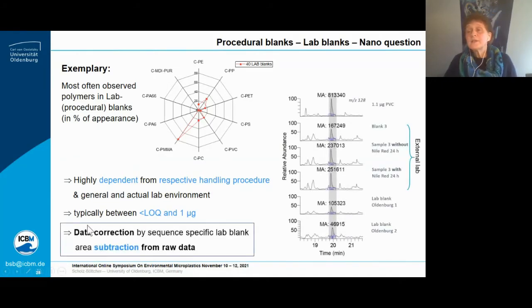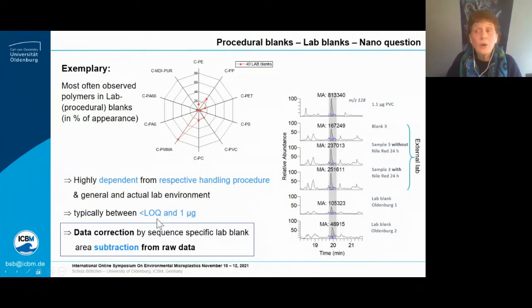So what we are doing is a data correction with our lab blank, and we subtract the detected areas from the areas measured from the sample. If you look here, you have a standard of 1.1 microgram PVC, and you see we do at least replicates of blanks in one sequence, because we have particles and different influences, and then take the mean. And you see it is always quite low.